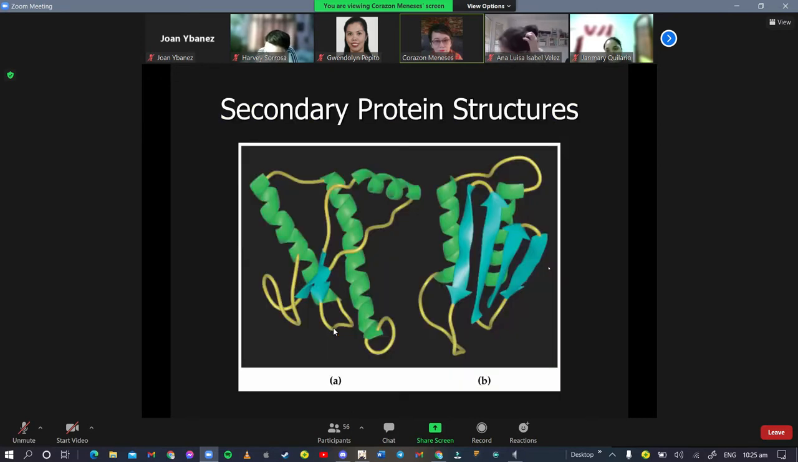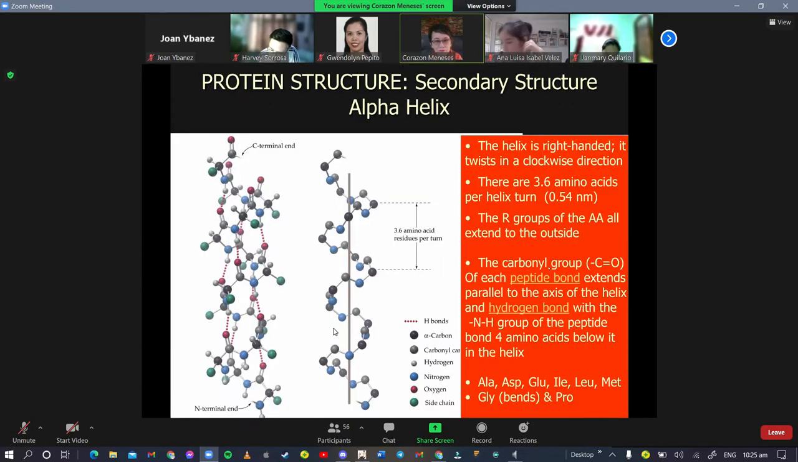So what you are seeing, the one that is very obvious, the green one, is helical, and the other one, you see the arrow going down and then going up. This is the anti-parallel beta pleated sheet. If the direction is the same, if both are going up, then these are parallel beta pleated sheets. Okay. So all of this is in the book.